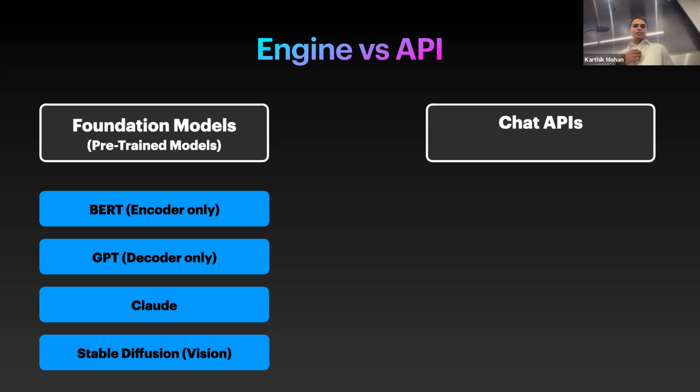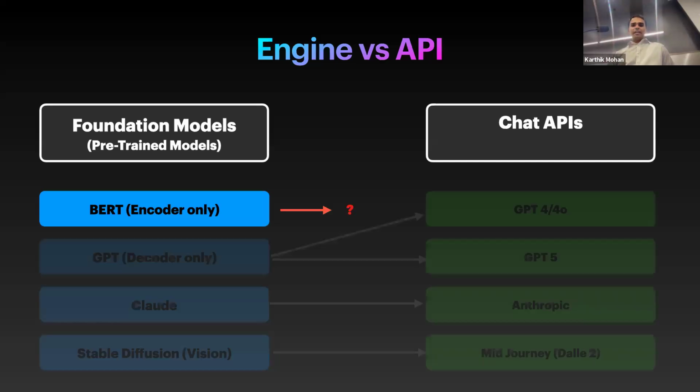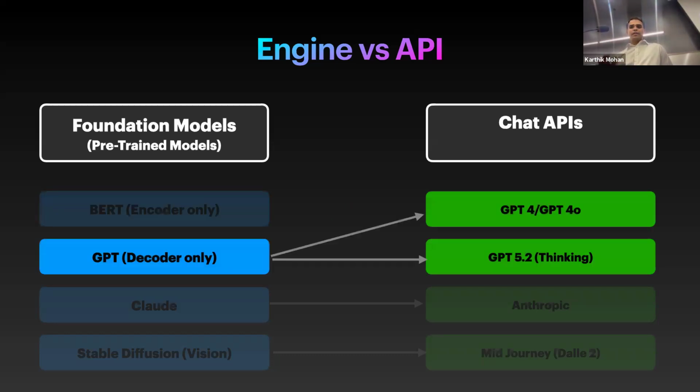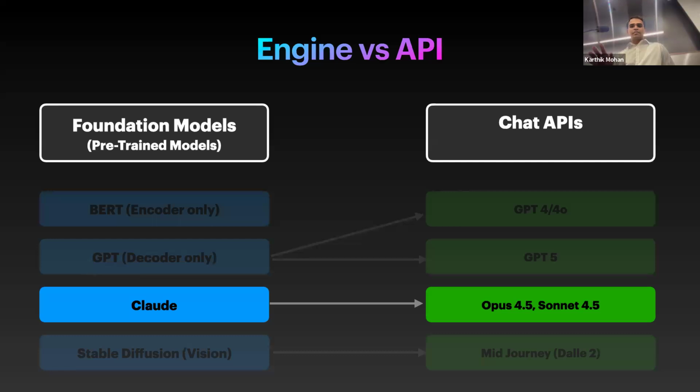And then we have Claude, and we have, let's say, Stable Diffusion. These are like engines or foundation models. And then when you look at the APIs, so BERT, in terms of API, you don't really use it as an API, you use it as a PyTorch model, essentially. Typically, you load it as a PyTorch model. For GPT, you have GPT-4, 4.0, 5.2, or the thinking version, which takes much longer to get a response, but might have more reasoning. And then we have Claude, which is the engine, and then you have Opus 4.5 or Sonnet 4.5 that are the end APIs that you can use.